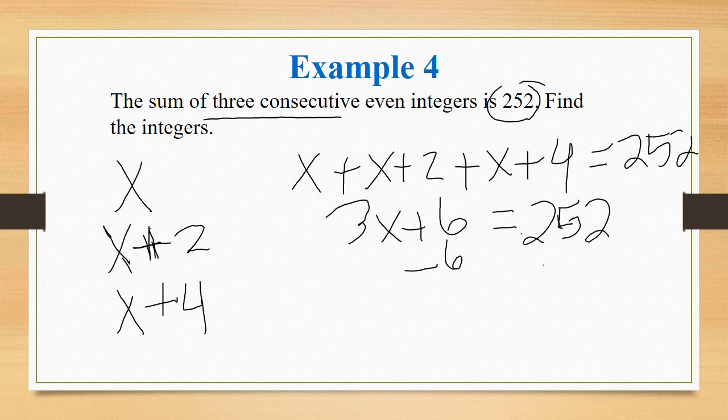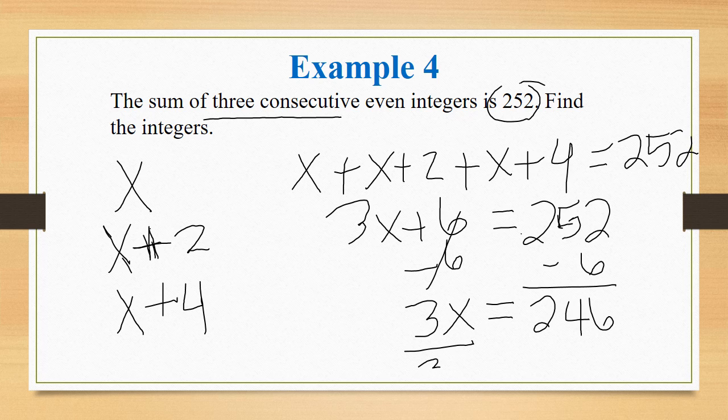So I would subtract 6. That would give me 3x equals, is that 246? Then I would divide by 3. So you see, if you just trust in your own math process, how much work it saves you. If you just use your own logic. And that gives me 82. So I know that my smallest number has to be 82, which did we not decide that already?